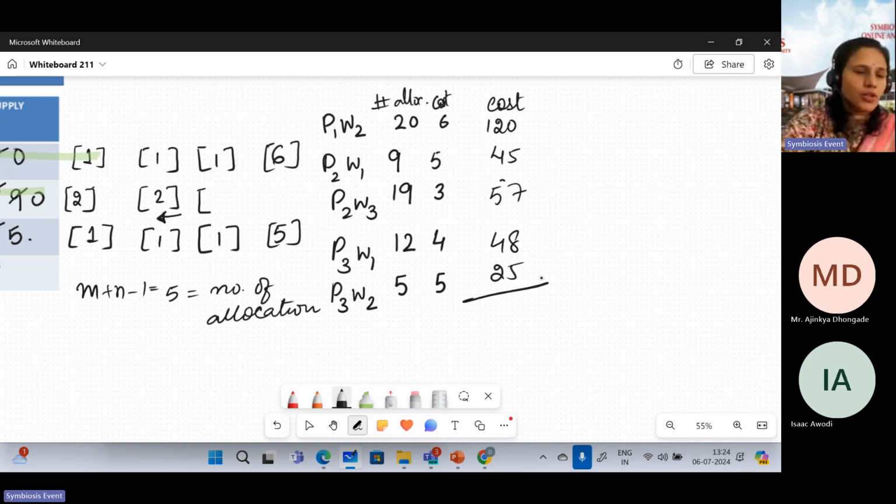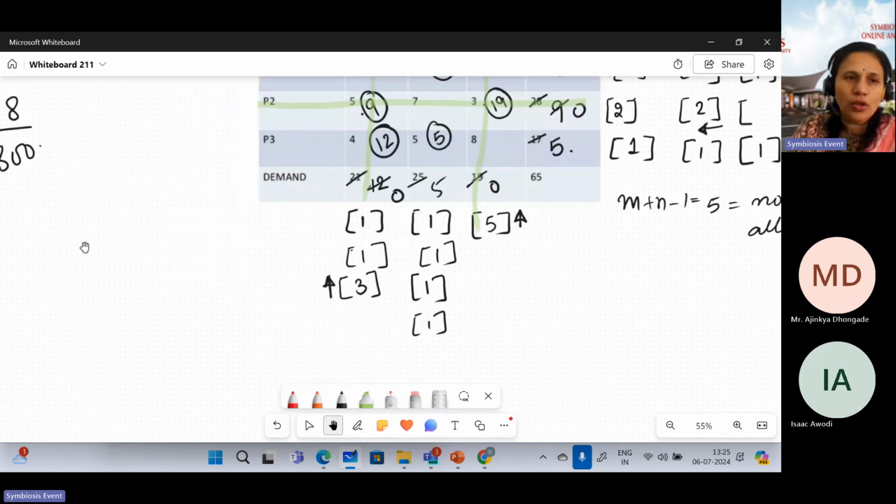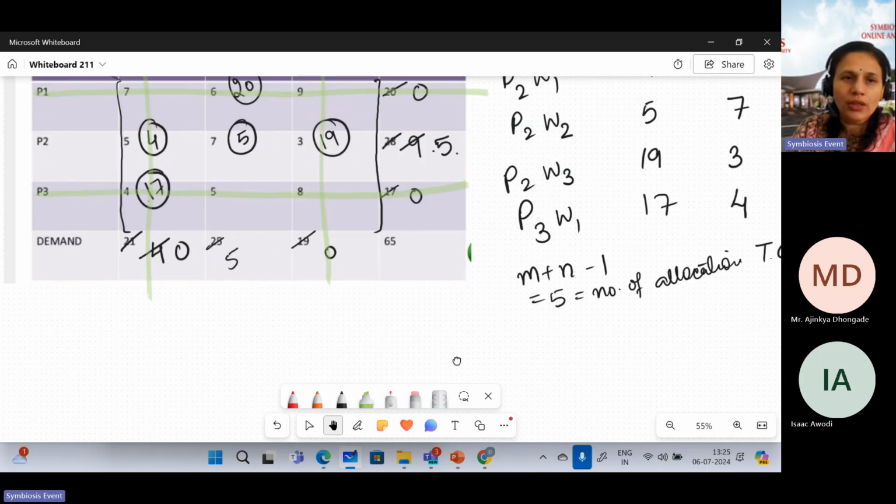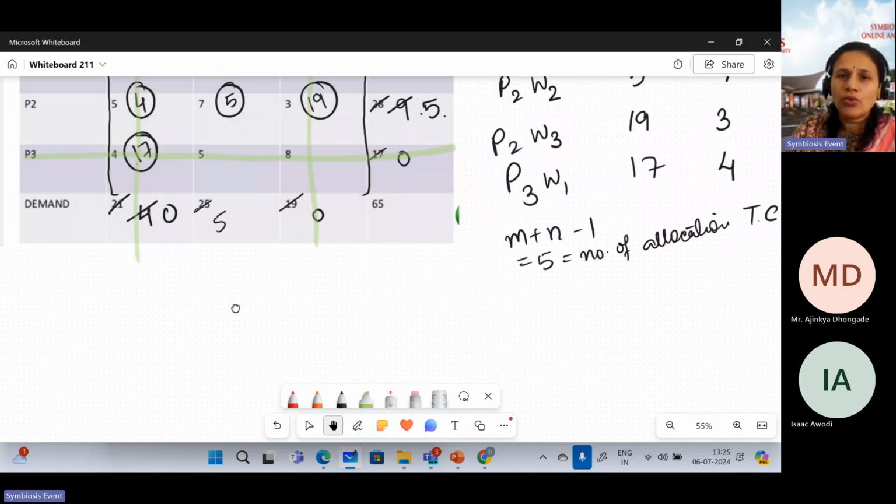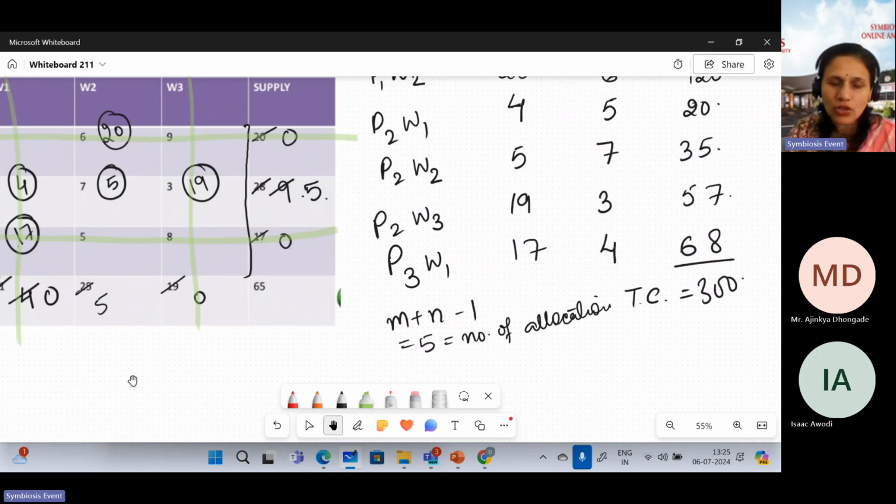So the total cost is 120 plus 45 plus 57 plus 48 plus 25. Altogether it comes to 295. If you compare, this one is the least. Why is this one the least? Because in my northwest corner method, it was 462. By using the least cost method, it becomes 300.